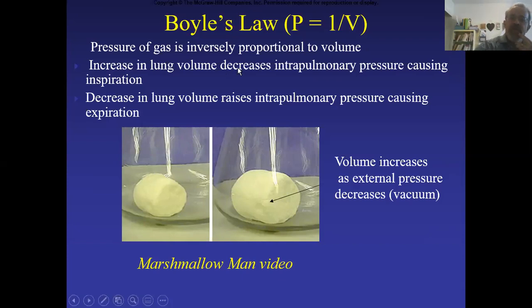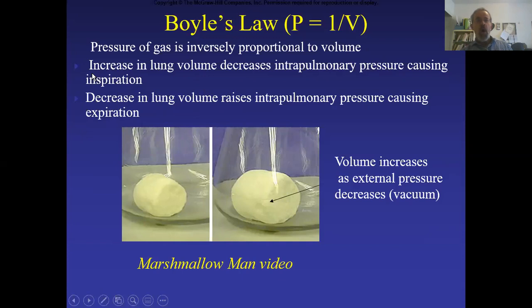Pressure of a gas is inversely proportional to the volume. Increase in lung volume decreases intrapulmonary pressure, causing inspiration. So this occurs when you're breathing in. The lung volume increases first, which decreases the pulmonary pressure, causing us to breathe in. When you're breathing out, first, there's a decrease in volume, which leads to an increase in pressure, causing expiration. So notice how I emphasize these two things occurring first.